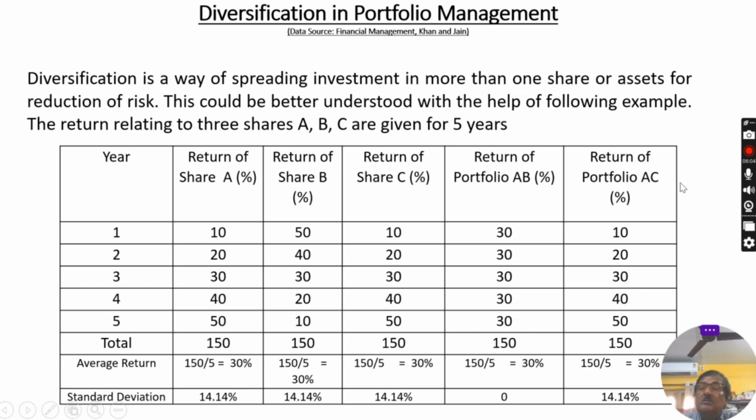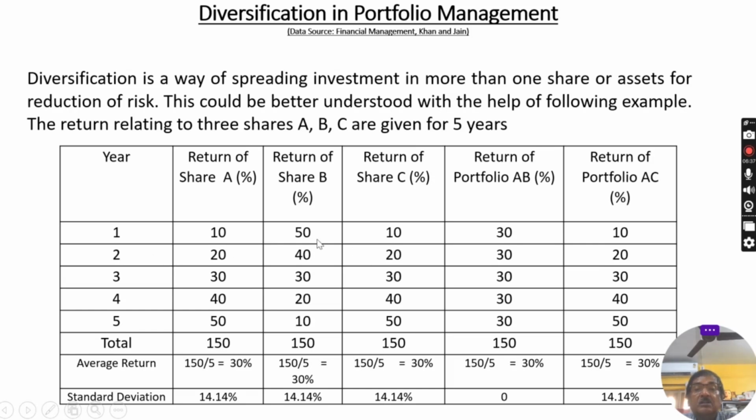Suppose, just arbitrarily, you have 1 lakh of rupees, then 50,000 you have invested in share A and 50,000 in share B, in the case of AB. In the case of only share A, you are investing the entire 1 lakh to share A. This is the difference between an individual share and a portfolio. 50% in share A and 50% in share B. Then what would be the return?